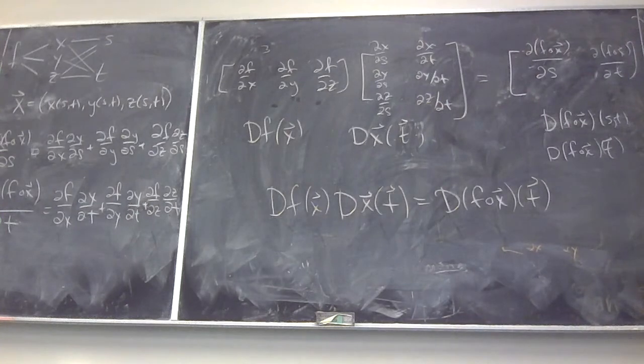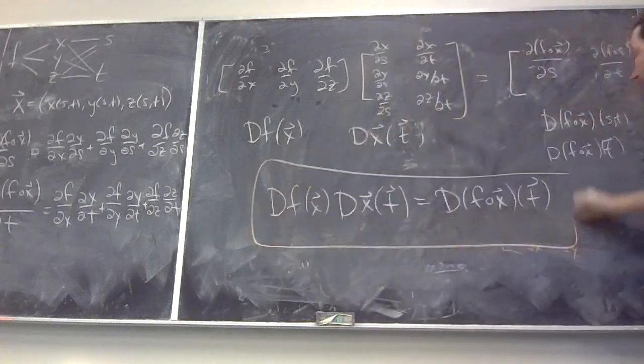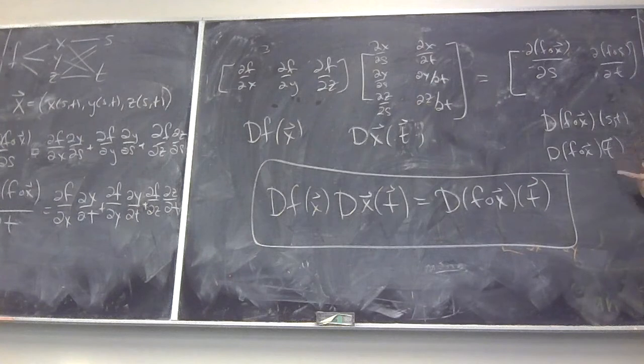And this actually works. This is the general form of the chain rule. This works for any f, any x, and any t. So any number of input and output variables, this expression works. This is an amazingly compact way of writing these derivatives. So this is the chain rule for any matrix size input or any vector type input and any vector type output.